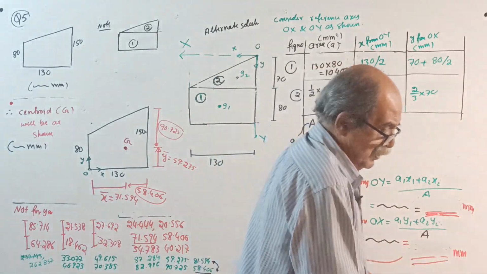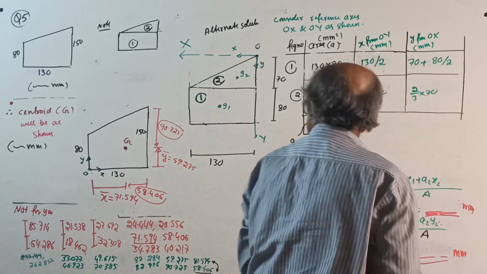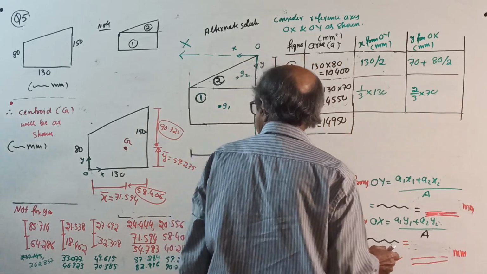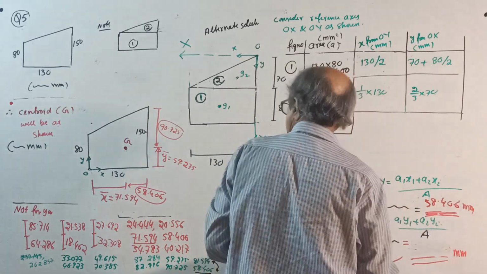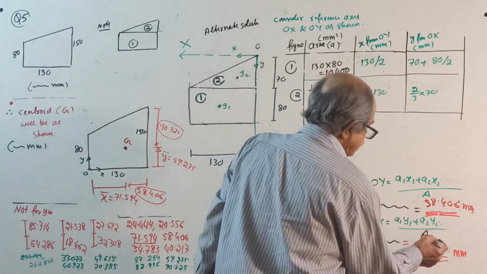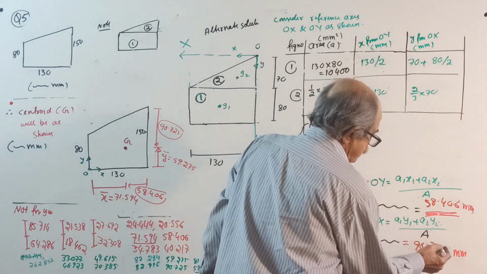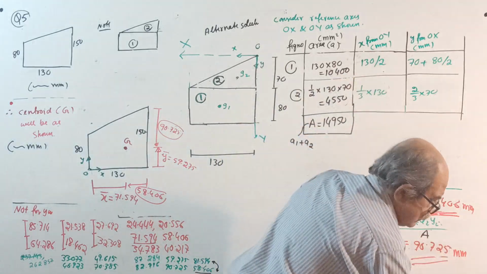I will calculate for your confidence. 58.406 and the other is 90.725. Okay. Now, last step here.